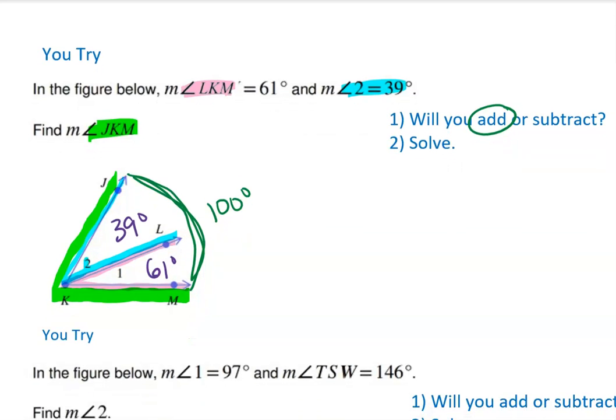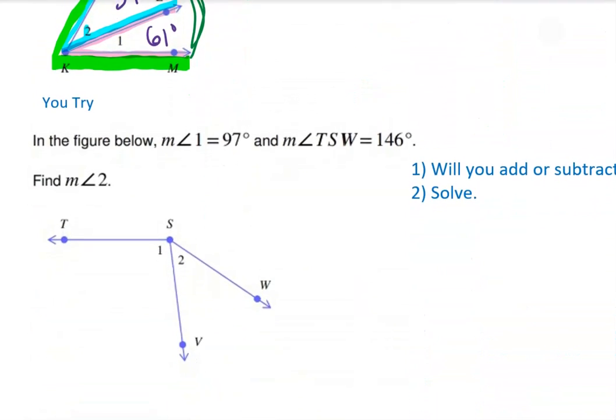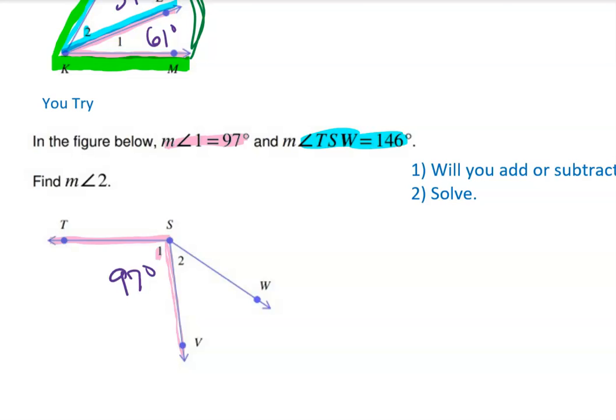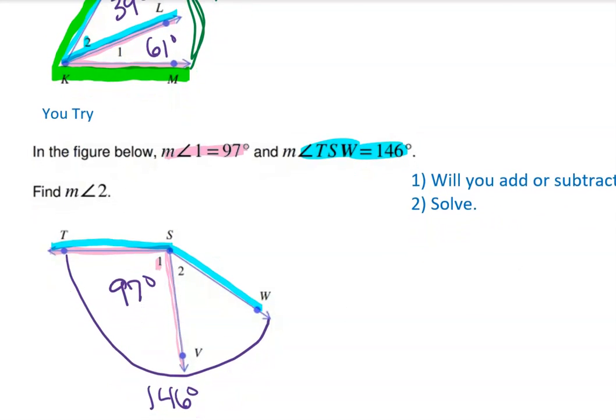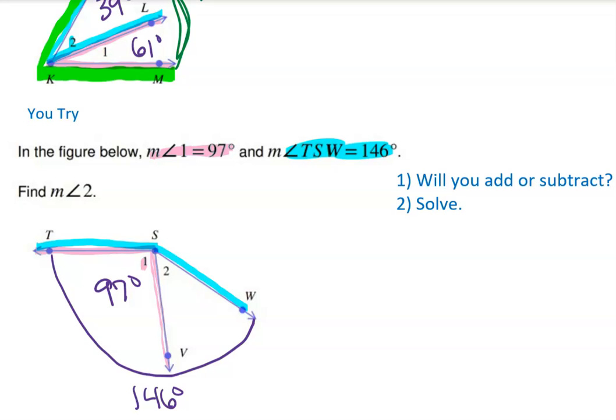Okay, for the next one, again, let's put in what we know. In the figure below, we know that angle 1 is 97 degrees. Here's the 1. So I'm going to mark this angle right here as 97 degrees. And they also tell me that angle TSW is 146. TSW, that's the big one here, all the way across from T all the way to W, the whole thing is 146 degrees. So now, go ahead and answer the question, will you add or subtract?